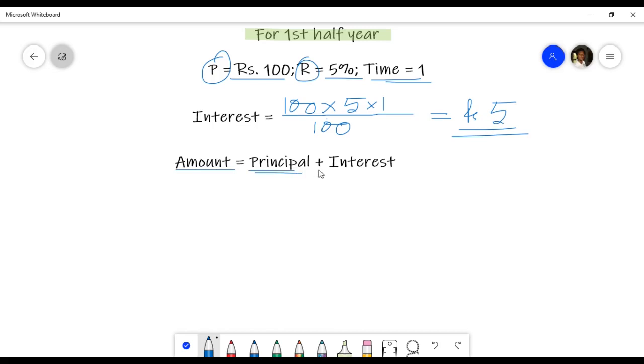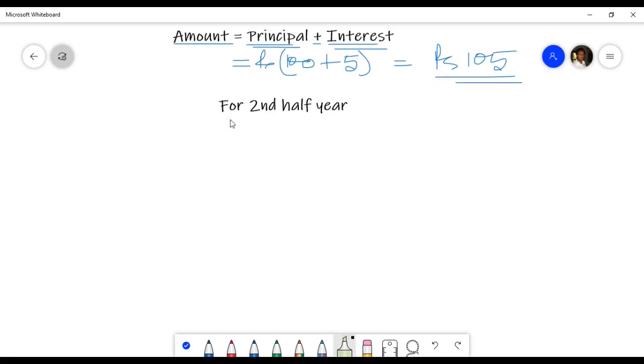We have to find the amount. You know the formula very well, principal plus interest. We will just replace the values to find amount. When we add principal, which is 100 rupees, and interest, that is 5 rupees, we will get the amount as rupees 105. 105 rupees is the amount. Now let us find for the second half year.